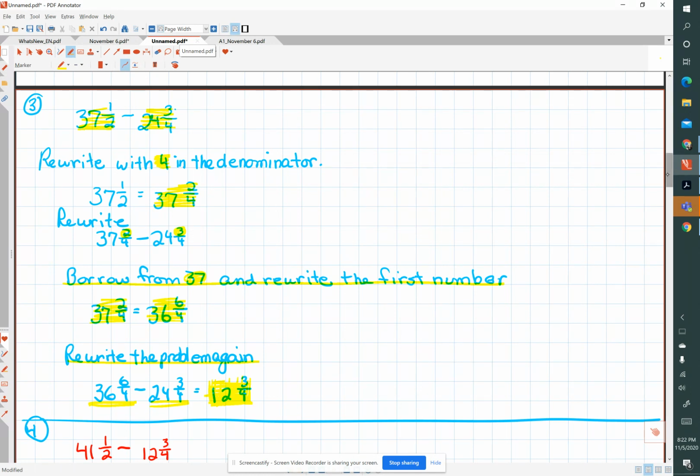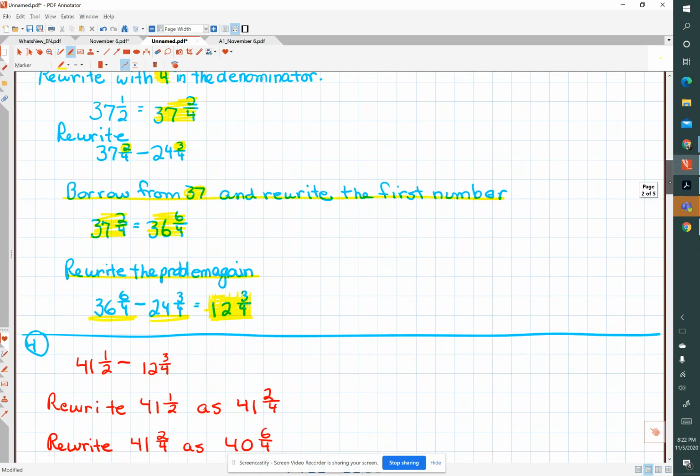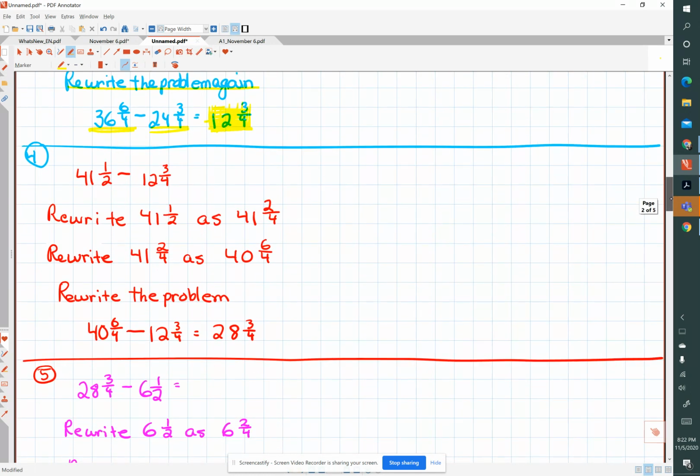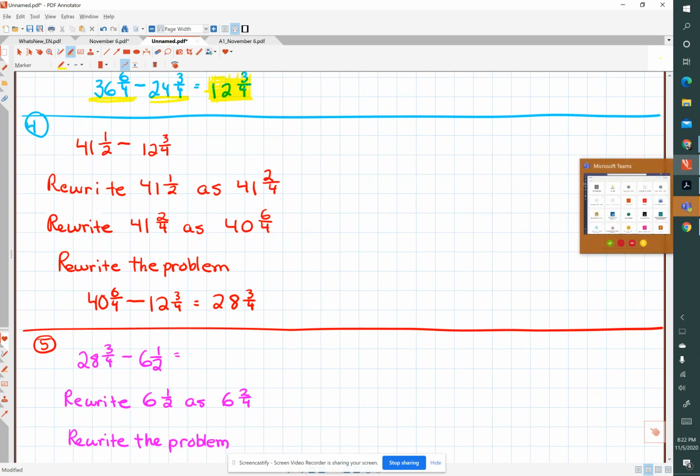Okay, did you try it on your own? I hope so. Number 4, 41 and 1/2 minus 12 and 3/4. We're going to go with a denominator of fourths.